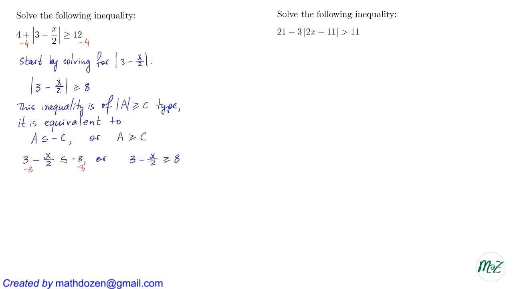So looking at the left portion, we're going to subtract 3 from both sides, so that we have negative x over 2 being less or equal than negative 11. Then multiply both sides by negative 2, and that will flip the inequality sign. So we're looking at negative 2 times negative x over 2 being greater or equal than negative 11 times negative 2. This simplifies to x being greater or equal than 22.